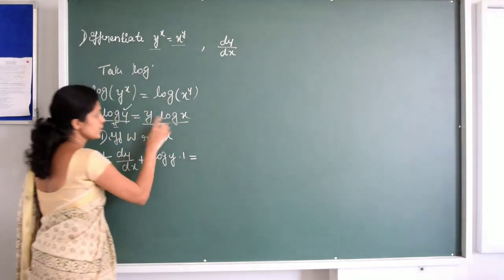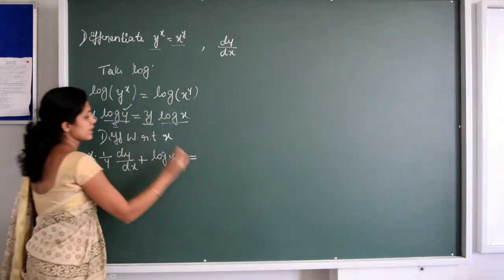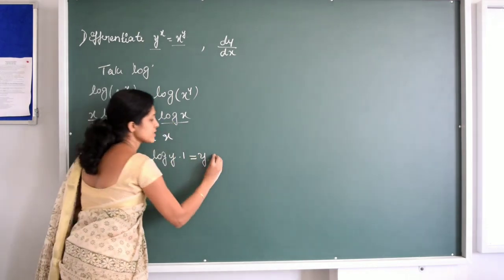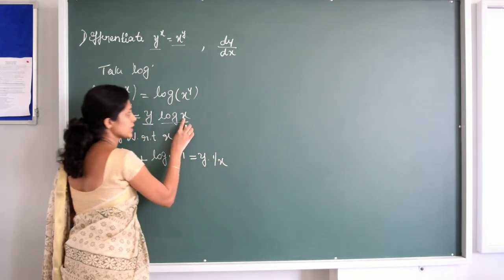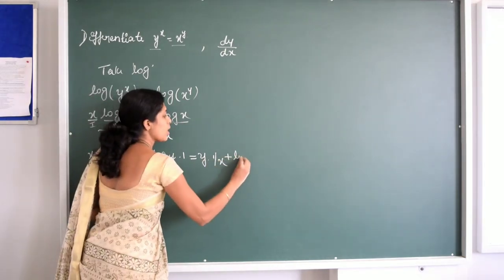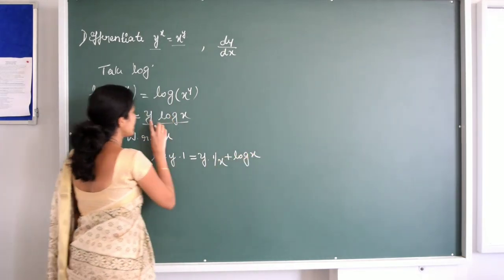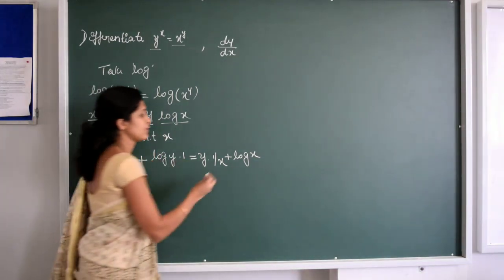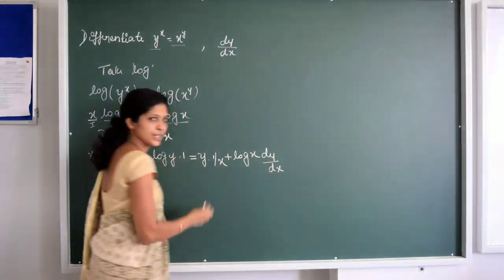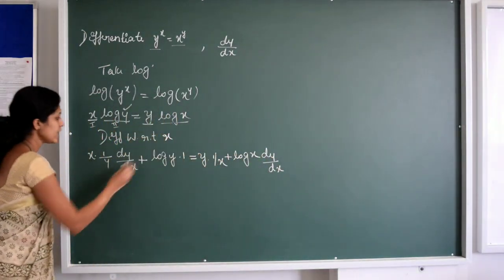So this is equal to, now we will differentiate this side. I write the first function as it is, y, into the derivative of log x, which is 1 by x, differentiating with respect to x. The derivative of x is 1, plus log x into the derivative of y with respect to x, so it will be dy by dx. Now you have to find dy by dx, so just collect the terms in dy by dx.